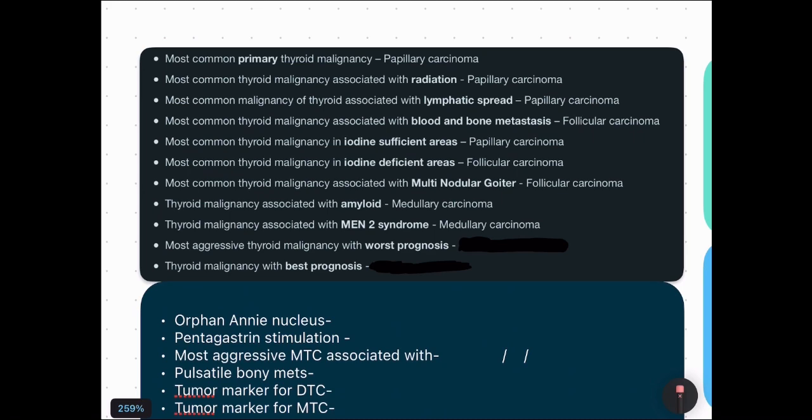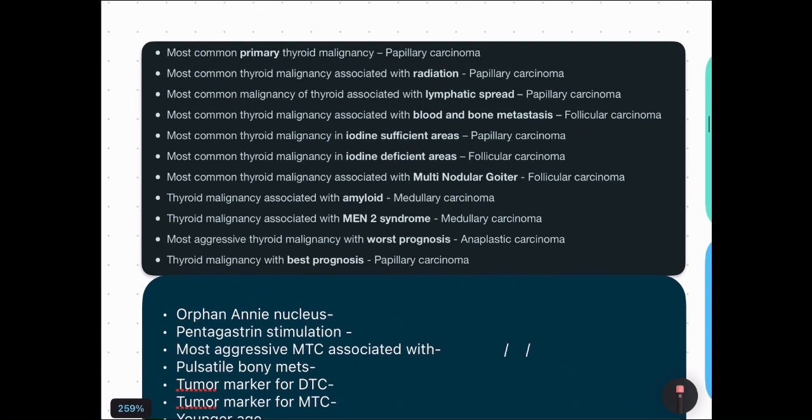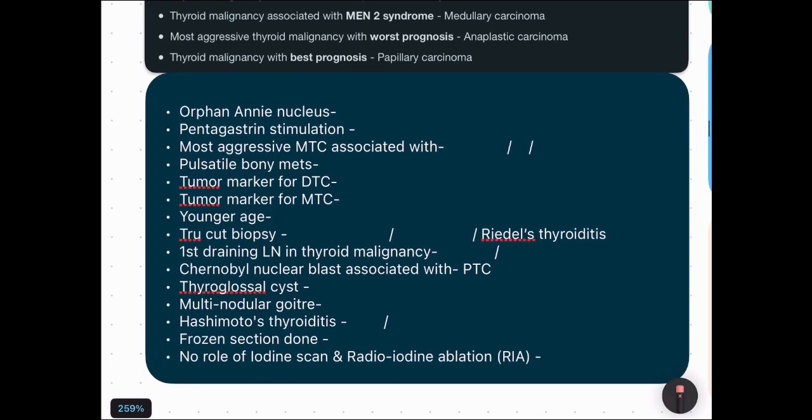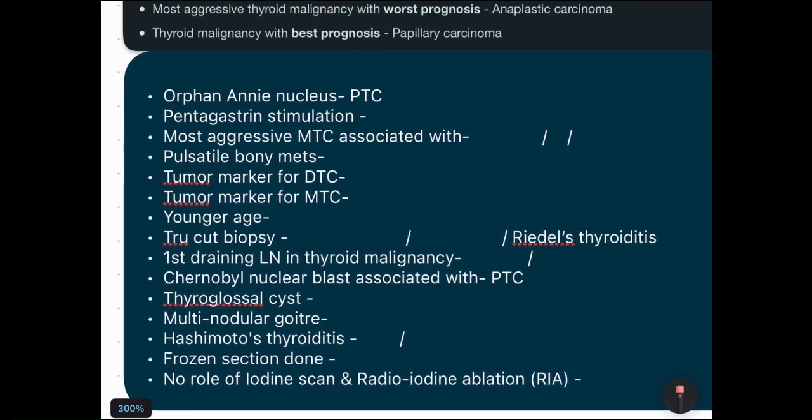Now, most aggressive thyroid malignancy with worst prognosis is anaplastic thyroid carcinoma. Thyroid malignancy with best prognosis is papillary thyroid carcinoma. Okay. Next, Orphan Annie nuclei. It is seen in papillary thyroid carcinoma. Very good. Next is pentagastrin stimulation. Do you remember pentagastrin stimulation? If calcitonin is negative, we can stimulate by giving pentagastrin. The calcitonin level starts increasing. That is done in medullary thyroid carcinoma.